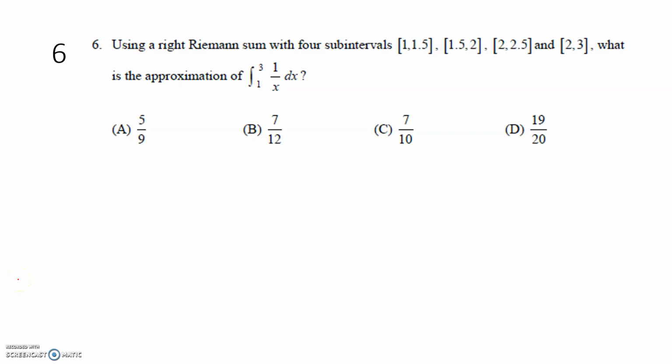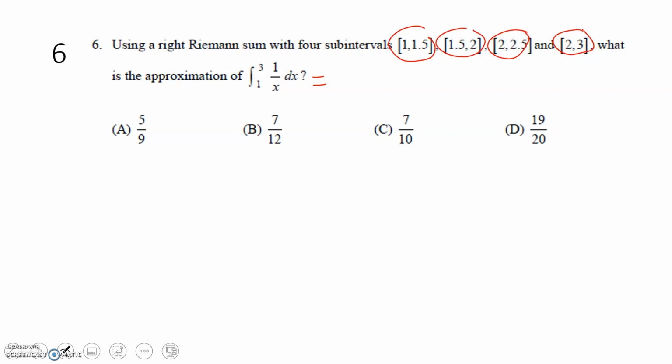All right, day 1, part 2, question number 6. Using a right Riemann sum with 4 subintervals, what is the approximation of the integral of 1 over x from 1 to 3? So what we have to remember is that our integral is essentially the Riemann sum, right? These areas of rectangles of these particular intervals.